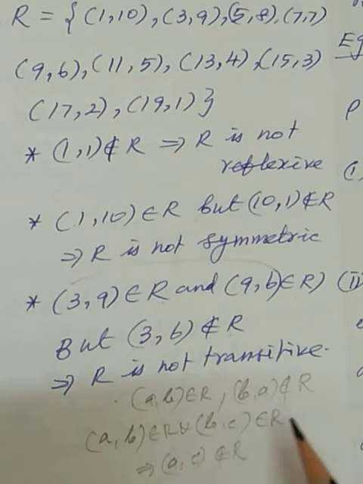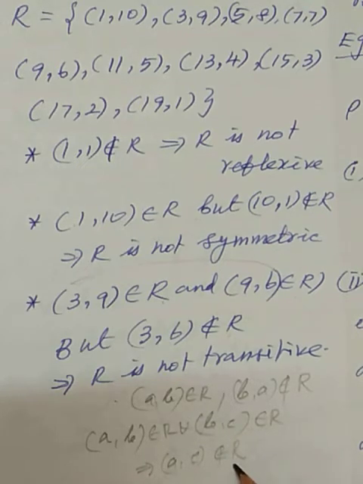But here only the empty set, nothing is there, and hence no such element (A, B) belongs to R such that (B, A) doesn't belong to R. Likewise, no such elements (A, B) and (B, C) belong to R and (A, C) doesn't belong to R, and hence the empty set must be symmetric as well as transitive.